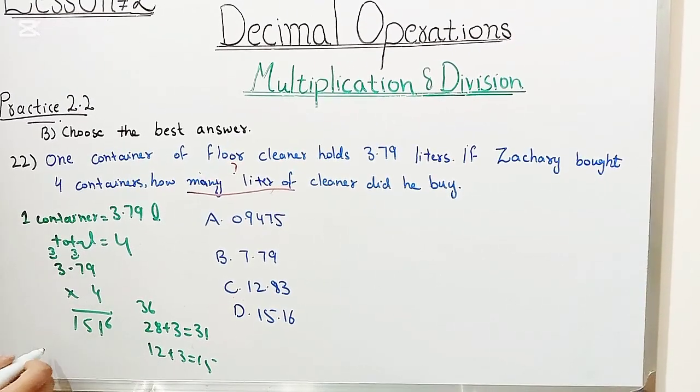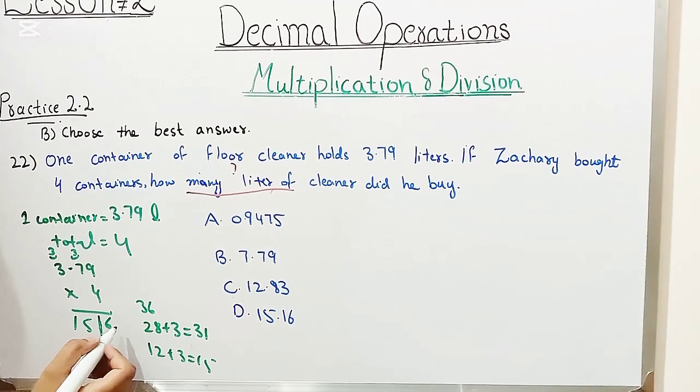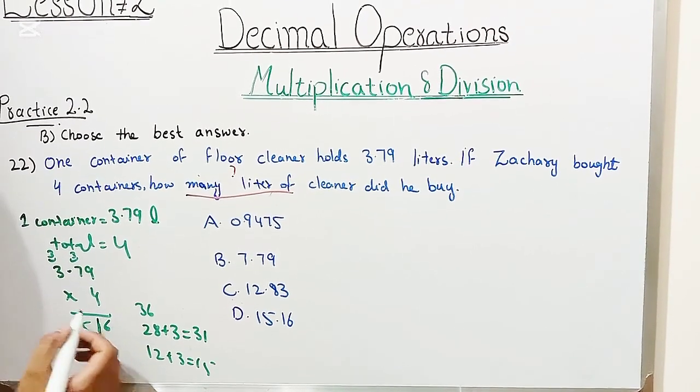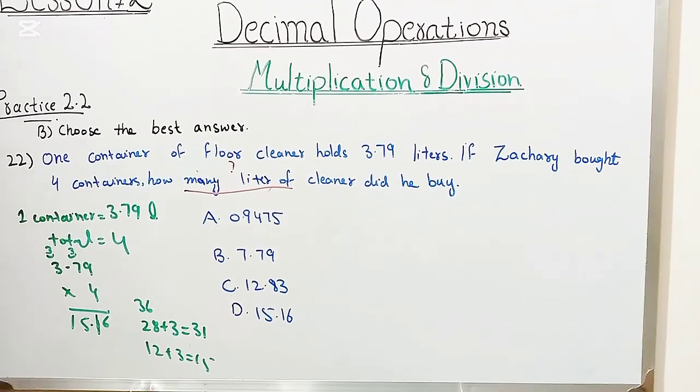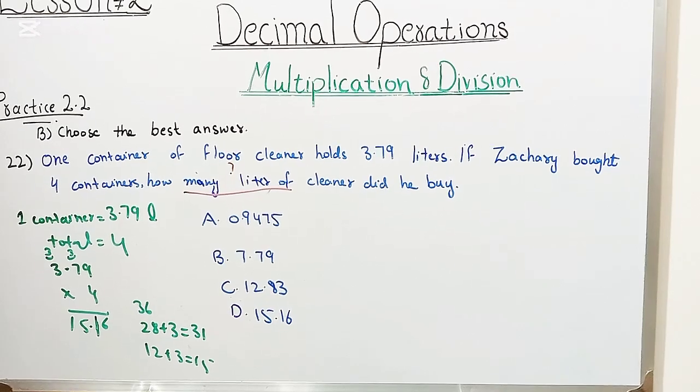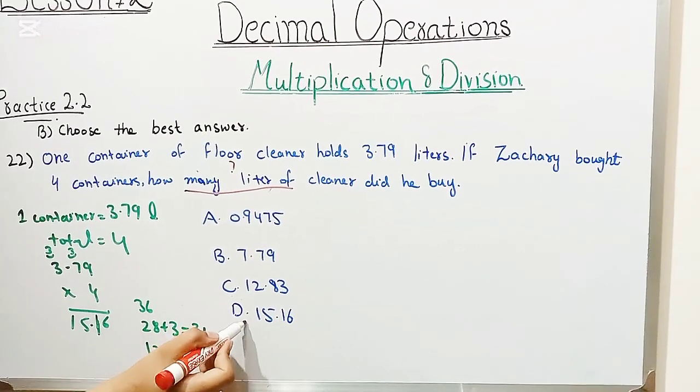Now 3.79 has a decimal place after 2 values. So I will count from the right side and move the decimal place after 2 values. 15.16 is the final answer. Now option D, the final answer.